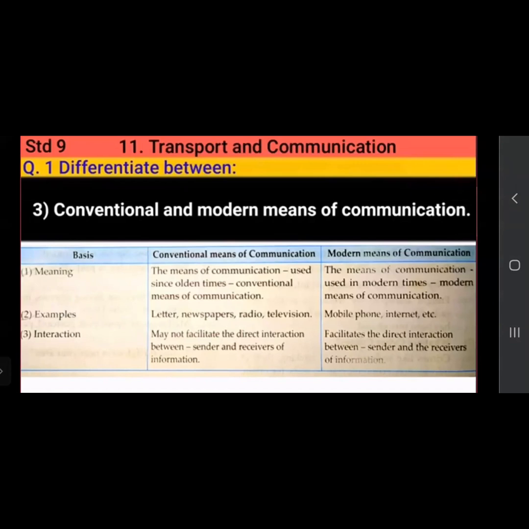Conventional means may not facilitate the direct interaction between sender and receivers of information. So there is no direct interconnection between the sender and the receiver in conventional means of communication. But modern means of communication facilitates the direct interaction between the sender and the receiver of information. So direct interaction is there in modern means of communication.